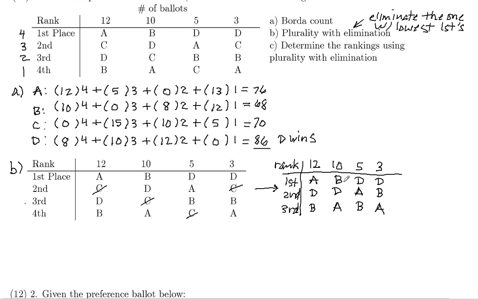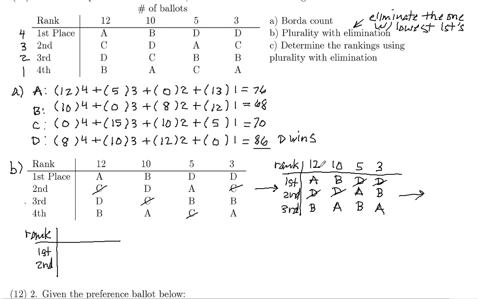So now we look for the least number of firsts again. A has got 12, B has got 10, and D has got 8. So D has the lowest number of firsts, so goodbye D. Okay, and then we go to our next table. Just going to have first and second now as our ranks.